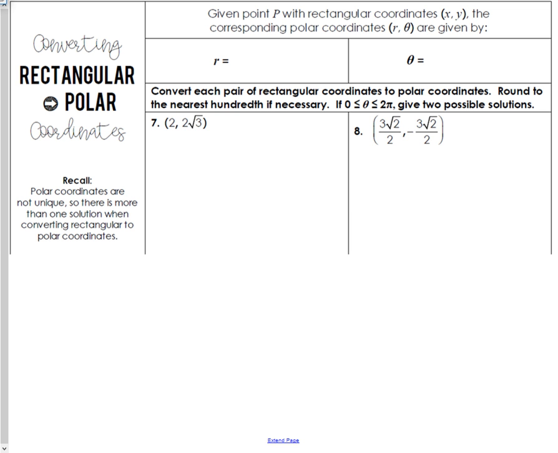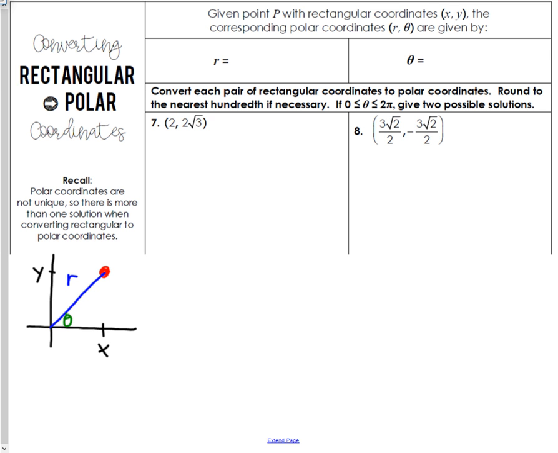So we have already gone from polar coordinates to rectangular coordinates. Now we want to go the other direction. So if I have some coordinate in space on a rectangular coordinate system, in other words, x's and y's, I want to be able to turn that into something with r's and thetas.